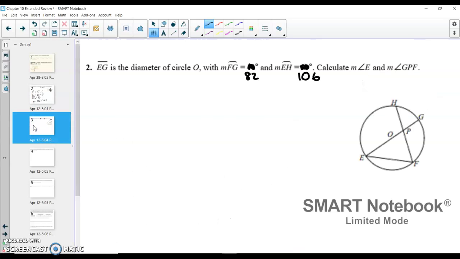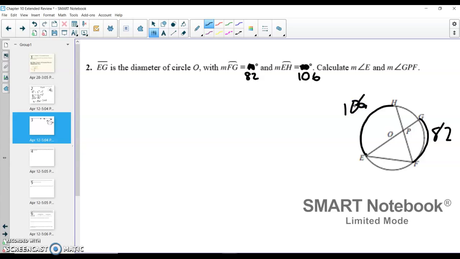I did ask in class that you change these two measurements, otherwise the problem would not work out as nicely. I did give you then that FG, so F to G, that arc measure is 82, and E to H, that arc measure is 106. I told you to change that in class.